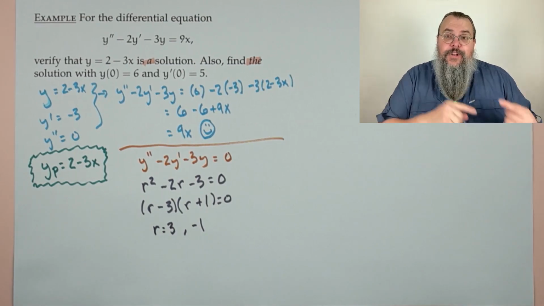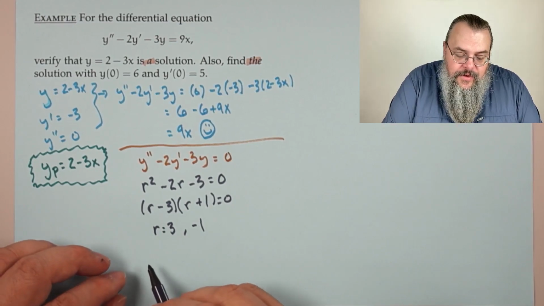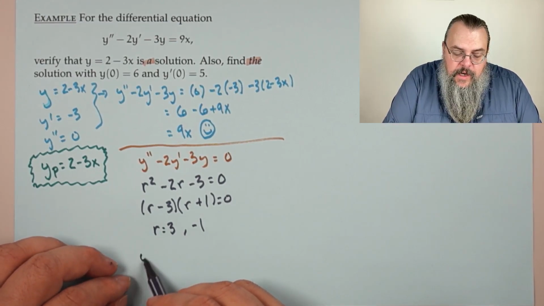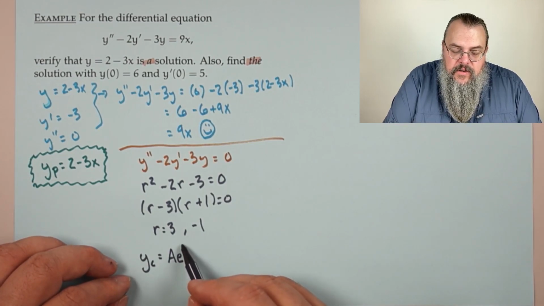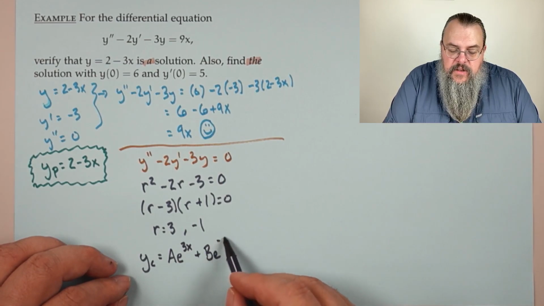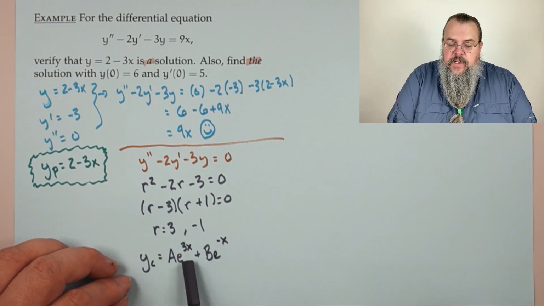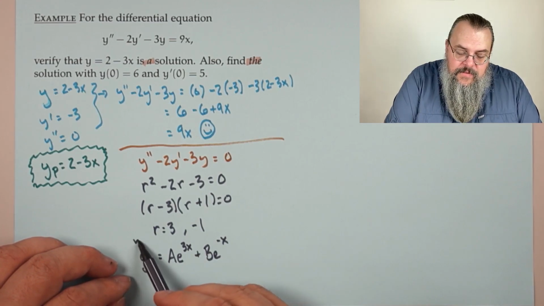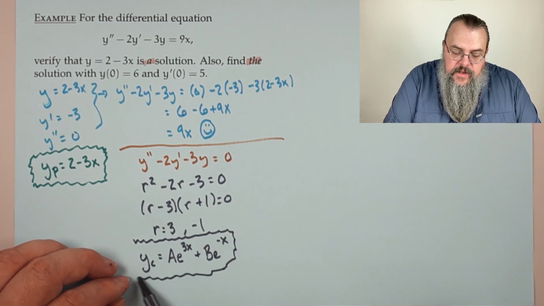Now, we take that, we say, okay, that tells us something about what's going on. Namely, our complementary solution looks like a e to the 3x plus b e to the minus x, right? The roots become what's up in our exponent. They're distinct roots, and so that makes life easy. Okay, so there's the other half.